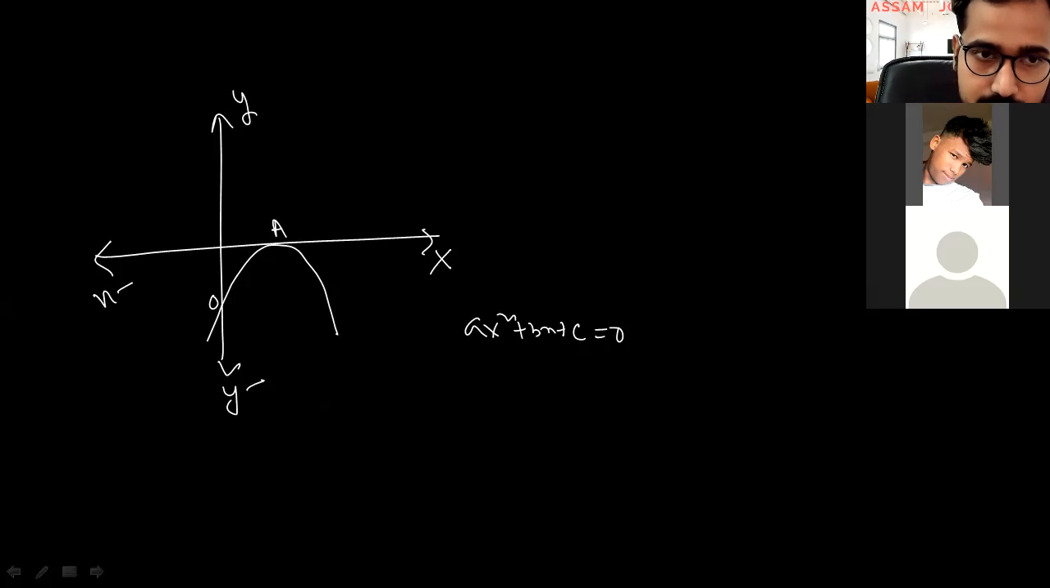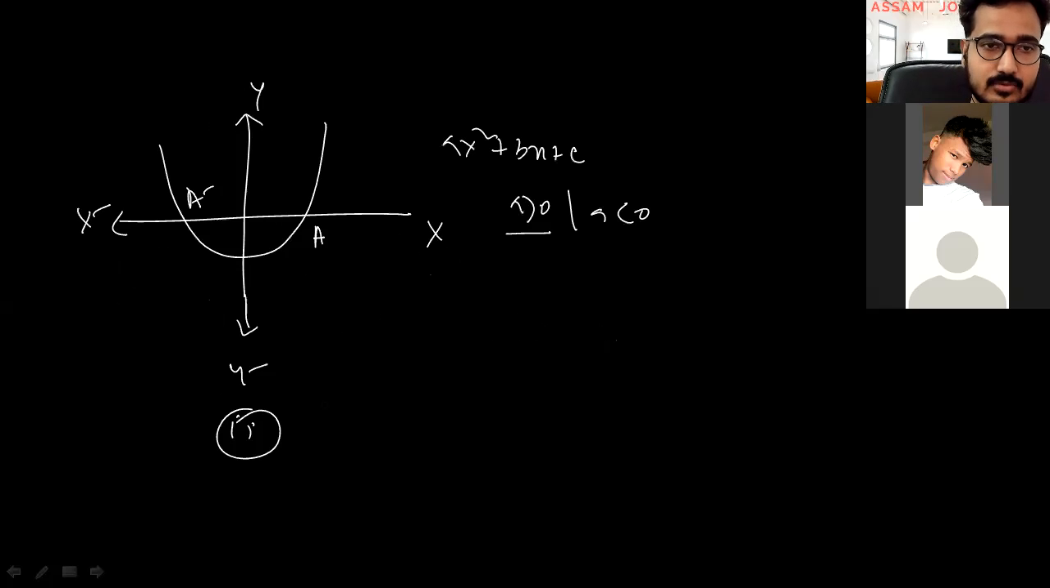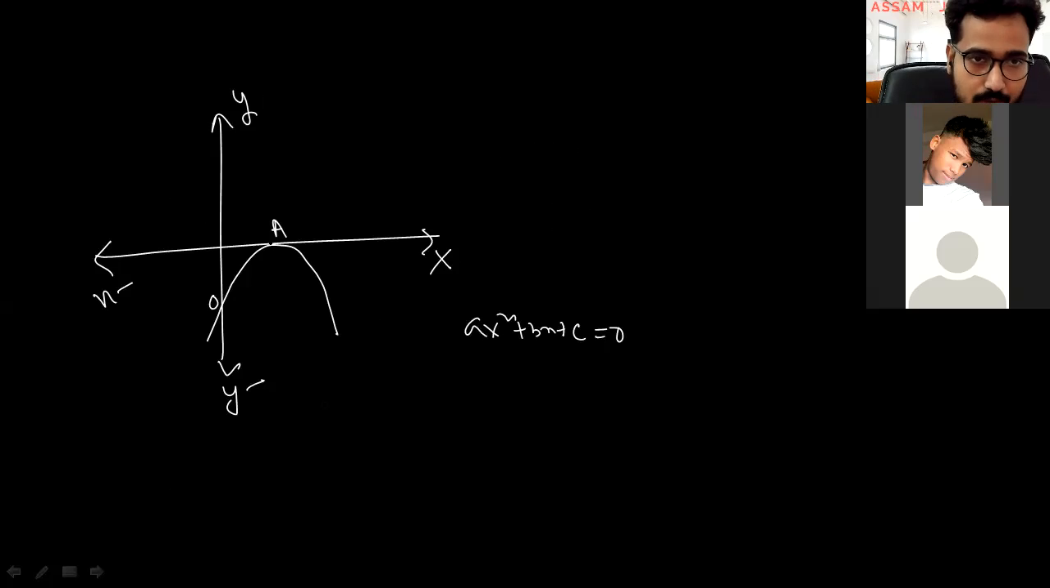So we have to see whether the graph cuts the x-axis at how many points. Here the parabola cuts the x-axis at only 1 point, so it has only one solution. But in the previous case, it cuts the x-axis at 2 points, so it has two solutions. But since here the parabola cuts the x-axis at only 1 point, don't see this one.